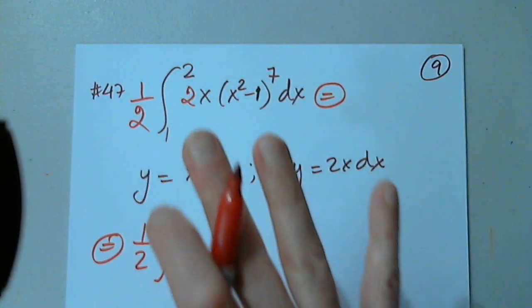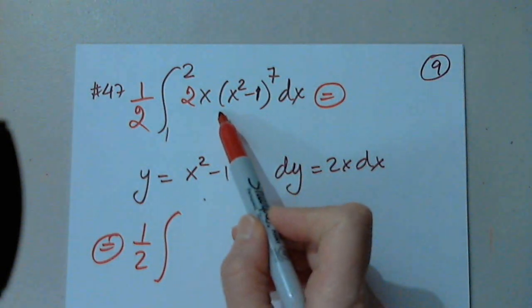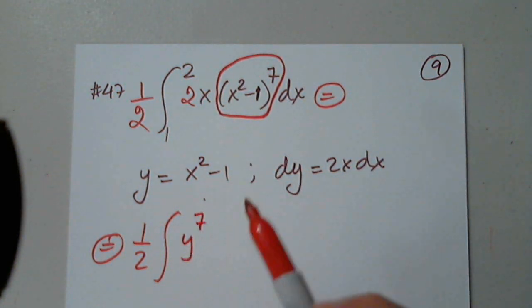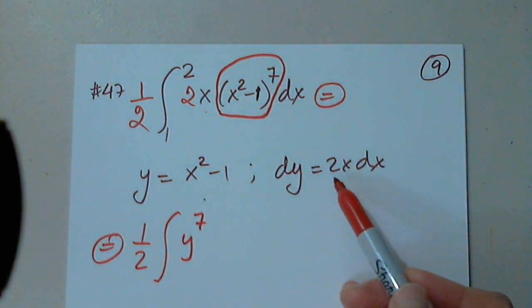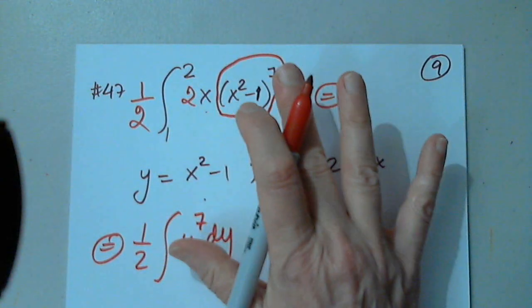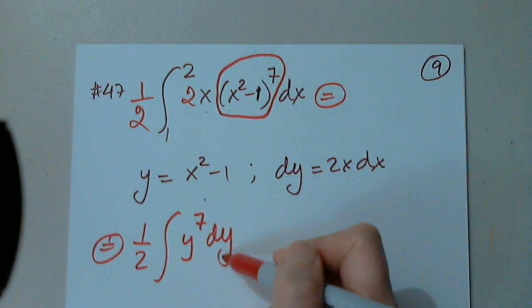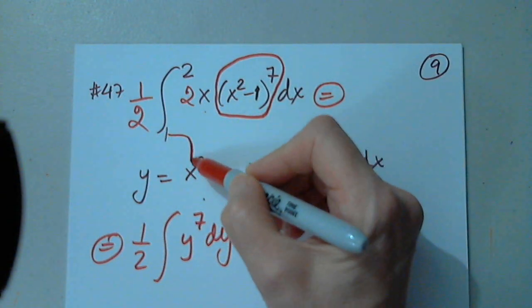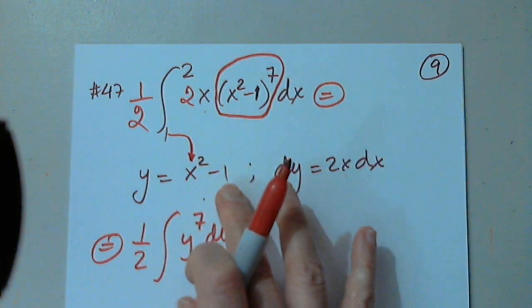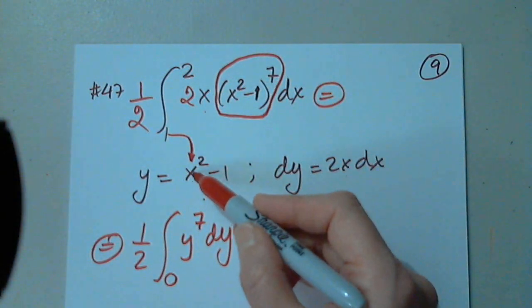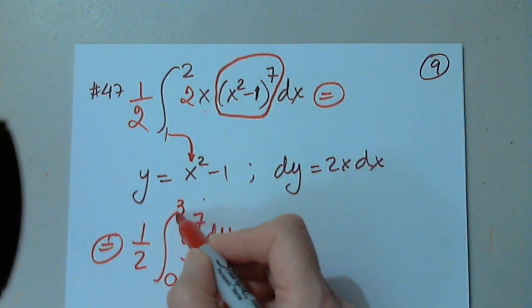Don't copy the limits of integration. Be careful now. This is y to the 7th. 2x dx is dy. But now I have to stop and create limits of integration for y. When I plug in 1 here, 1 minus 1 is 0. When I plug in 2 here, I have 4 minus 1, which is 3.